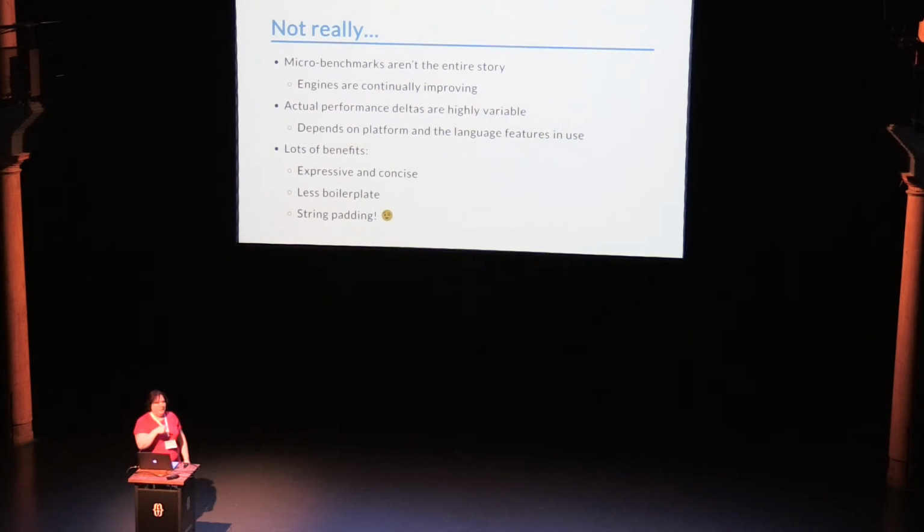But micro benchmarks, which is what that other site showed, are not the entire story. So engines are improving, and Chrome is a rolling web view, so you'll get improvements on Android. And it really depends on what you're using. And the benefits for me outweigh some of the detriments. You've got expressive and concise code, less boilerplate, and I'll do another wink, wink, nudge, nudge. You have string padding.